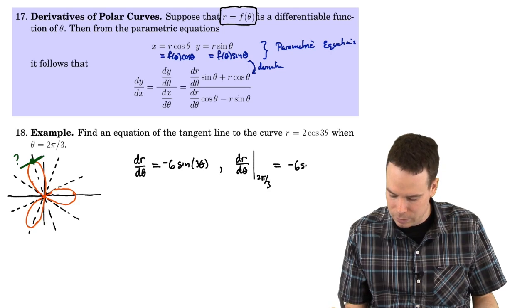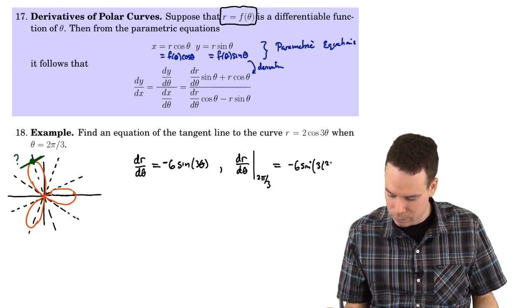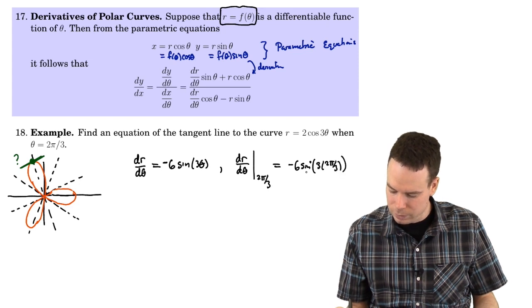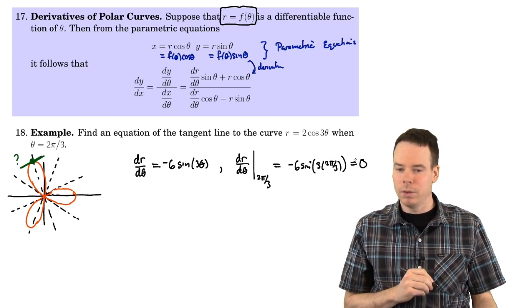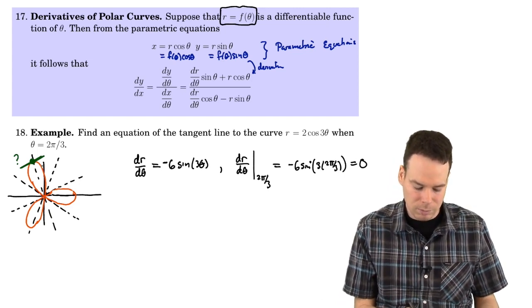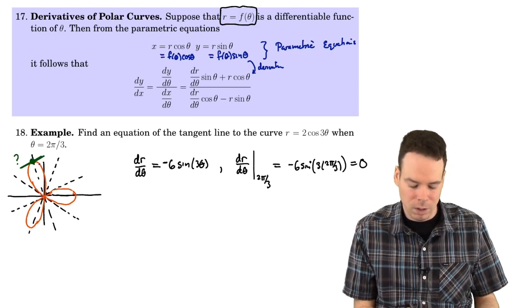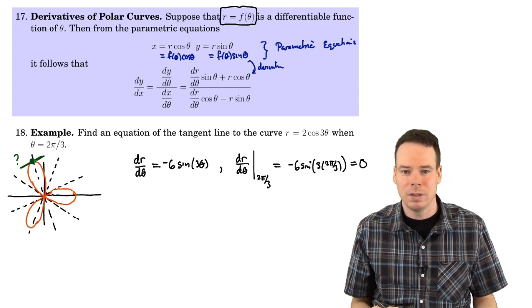-6 times sine 3 times 2 pi by 3. So that's sine of 2 pi. Sine of 2 pi is 0, so that is 0. So yeah, the derivative is 0. We expected that based on just a bit of analysis about what goes on with the r value. The r value is increasing, increasing, increasing, hits a maximum, turns around and comes back down in terms of theta, so the rate of change in the r value should be 0 at that point.